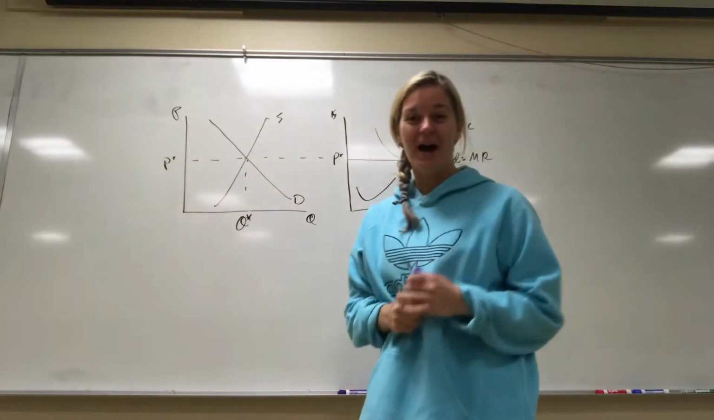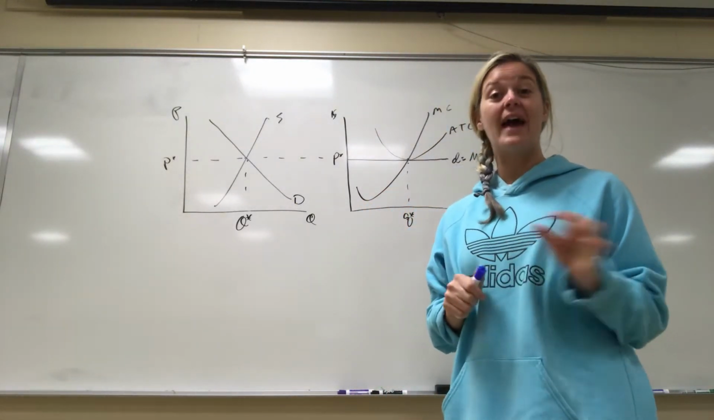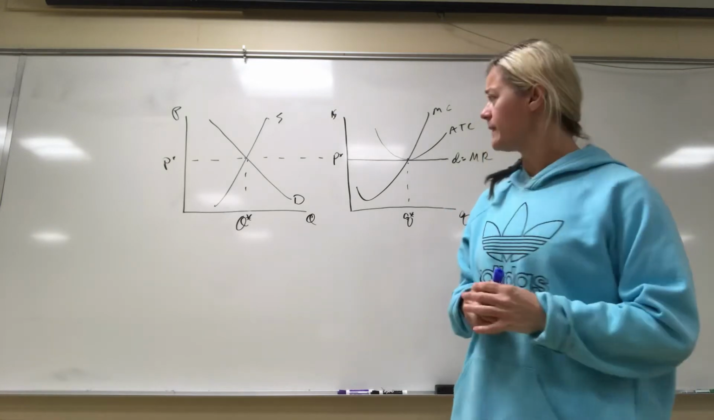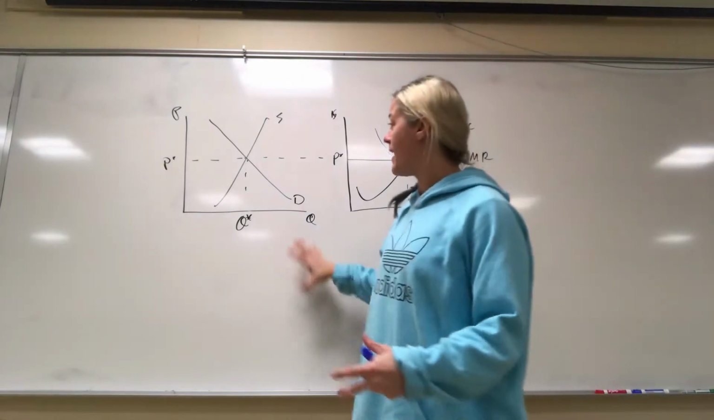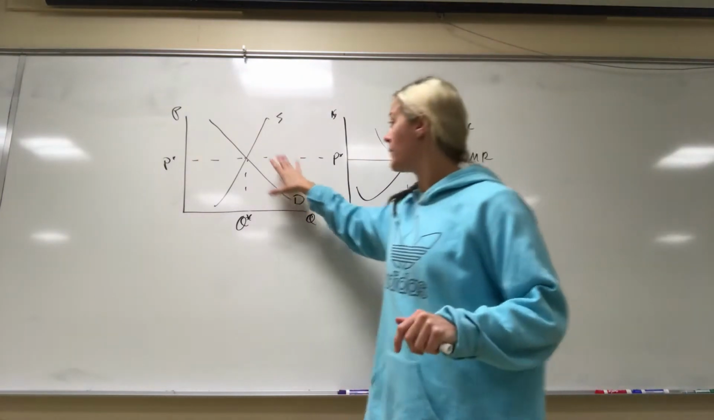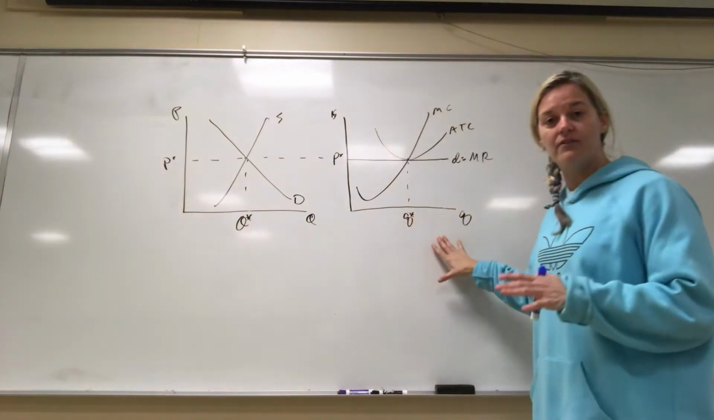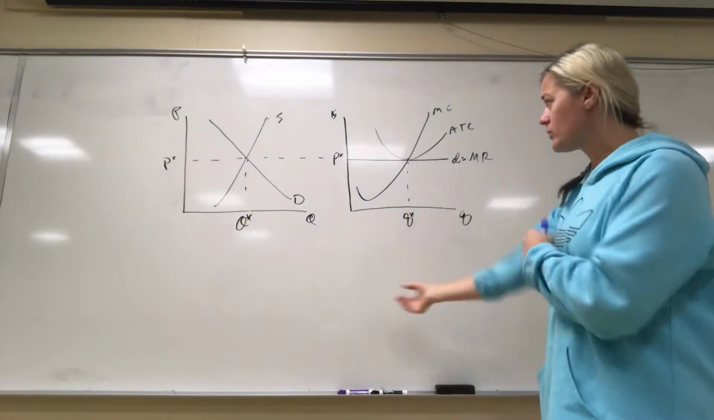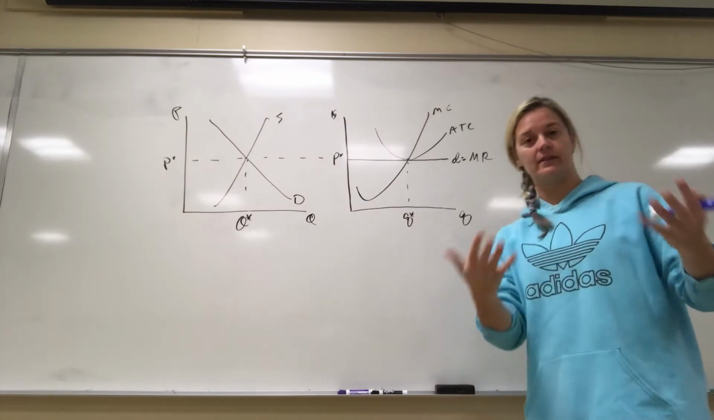Okay guys, so with this video we're just going to look real quick at what exit from a market looks like. Okay, so we're starting in our long run equilibrium. Here's our market graph. We got P star and Q star, our equilibrium price and quantity. Here we have the representative firm. So the setup is exactly the same as before.